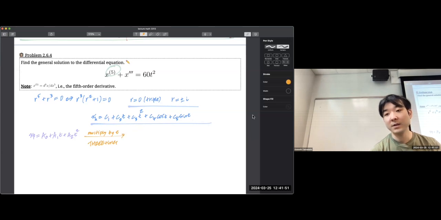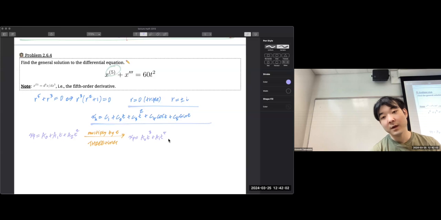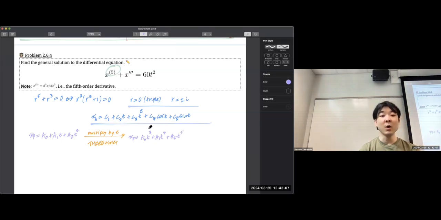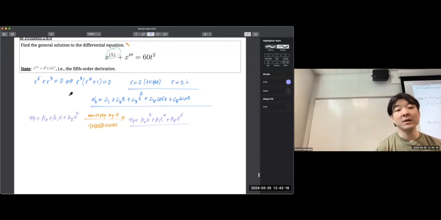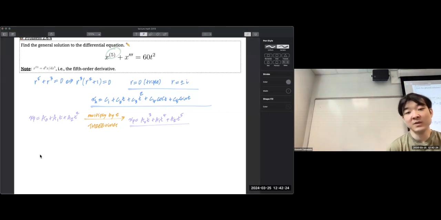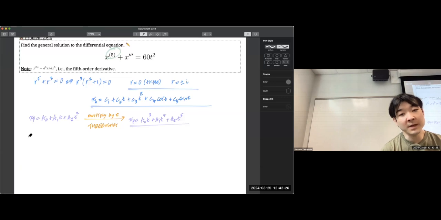And if you do that, then your particular solution form will be a0 t cubed plus a1 t to the fourth plus a2 t to the fifth. That's good because your lowest is t cubed, so you're above the t squared, and you're good to go. This is the right particular solution form. But this one asks you to find the general solution, so let's see what the process would be. It's the same process we've done before. It's just a lot more work.